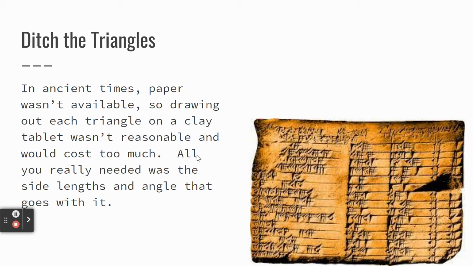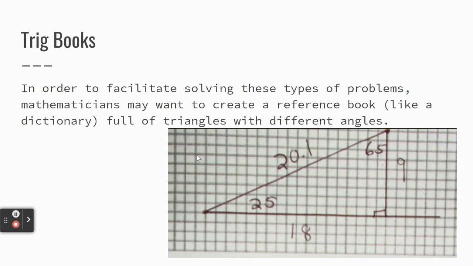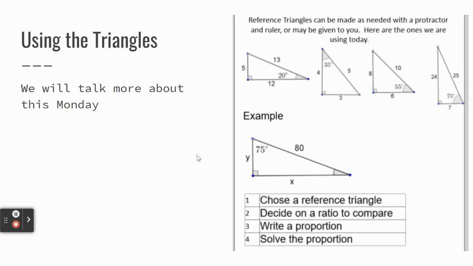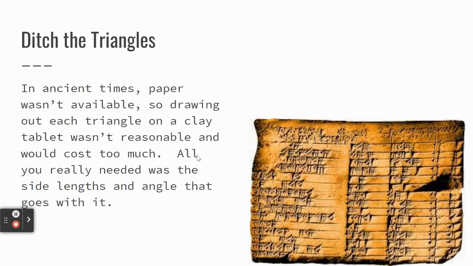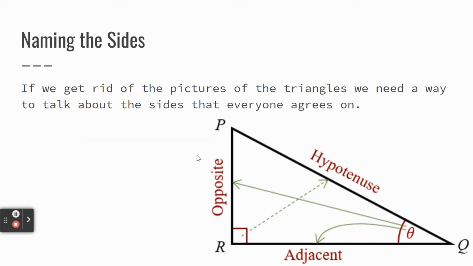And so this clay tablet here is from Babylon, which is essentially modern day Iraq, and it records the three sides of the triangle along with the angles in that triangle. And that's really all our reference triangles are. For example, like the last one you saw, we had a 25-degree angle and we knew the three sides. That's all we need. Now, if we're going to do that, one thing we do need to do is decide on names for those sides. We can't just talk about a side being 5 or 12 or 13 without saying which side it is. And all of that is based on the reference angle, the angle we're talking about.